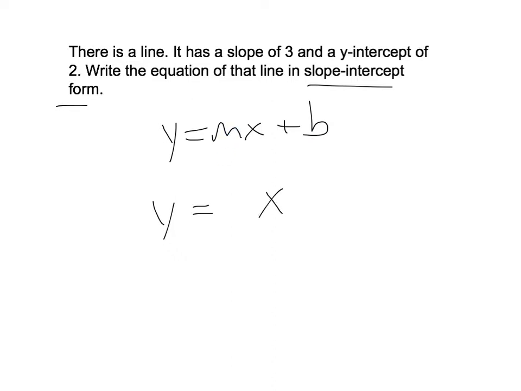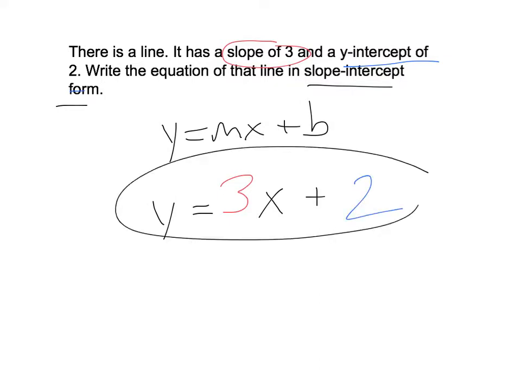Well, what is m? M is our slope. They tell us the slope is 3. So my slope's 3, plus my b. Okay, well, what's b? Again, that's our y-intercept. And they say it has a y-intercept of 2. So I do plus 2. And guess what? I'm done.